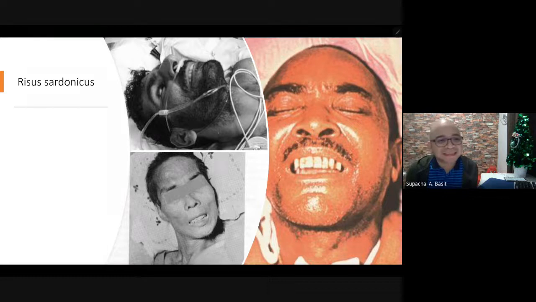So this one is risus sardonicus. This is the spasm of the masseter muscles, and our masseter muscles are important for us to smile. But if you get infected with tetanus, you die smiling. So they call it the sardonic smile. That's the spasm of the masseter muscle.